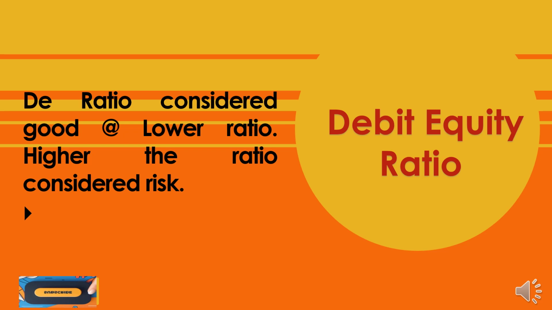Now here, the DE ratio is considered good at a lower ratio. The higher the ratio, the higher the risk.